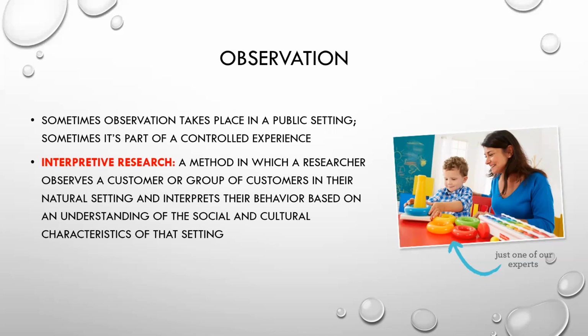Another type of observation method is interpretive research. This is when a researcher observes a customer or groups of customers in their natural setting and interprets their behavior, putting in those social and cultural characteristics that are natural in that setting. So in this picture, we see a mother and a child playing together. So they put them maybe in their house or maybe in a lab where you just say, go ahead and start playing. Because you want to see what that natural interaction looks like and how they play and what colors they're attracted to and how they stack the toys. So this would be interpretive research for a toy company.